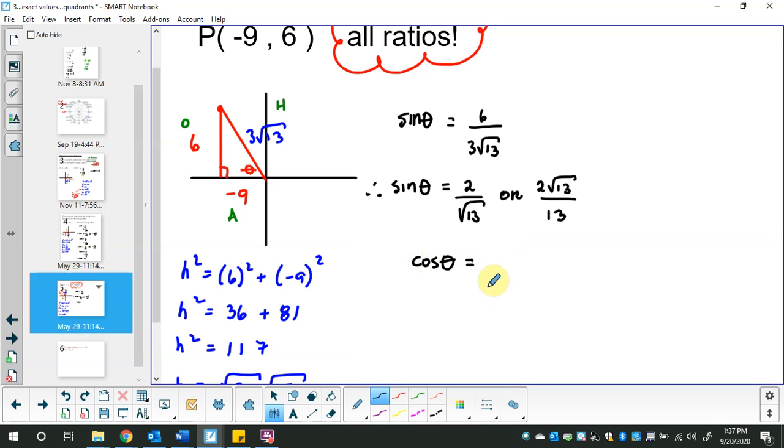Cos theta, I'm not going to write adjacent over hypotenuse, but I'm going to pick adjacent over hypotenuse. I'm going to get myself a reduced answer. And then for those of you who want to impress people, there's this one.